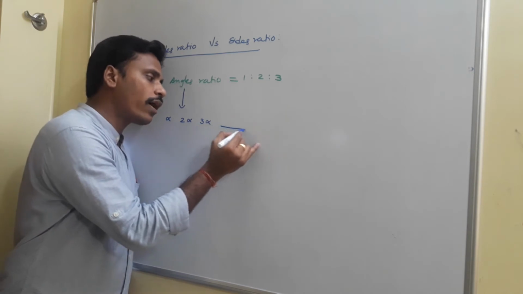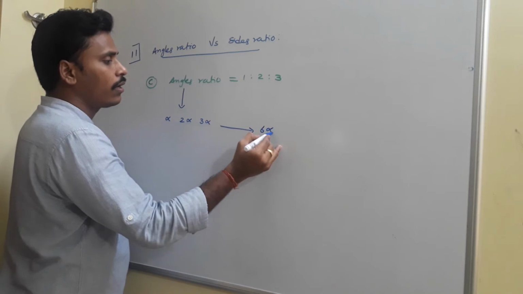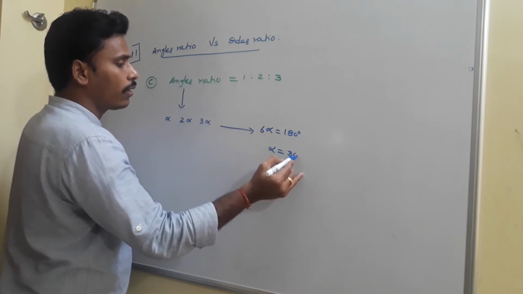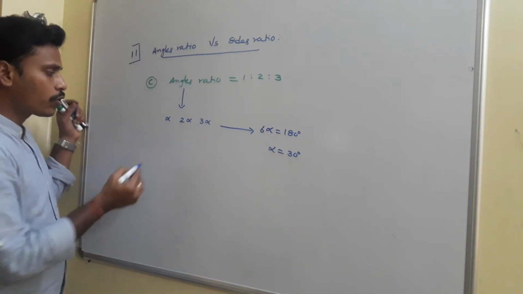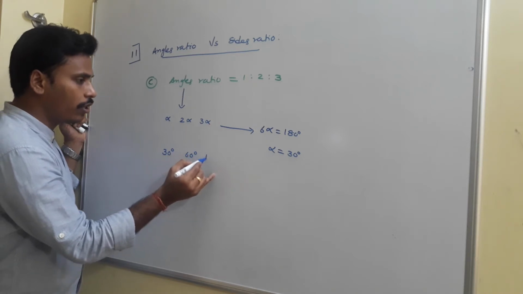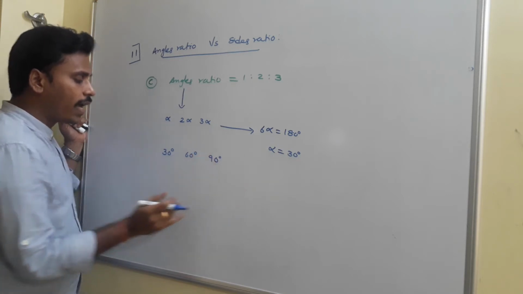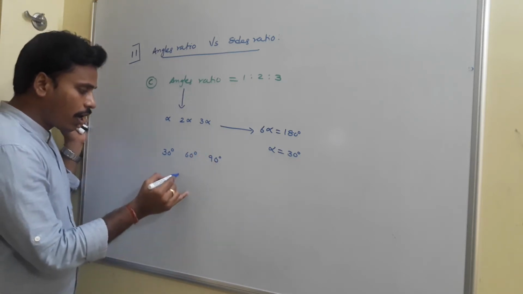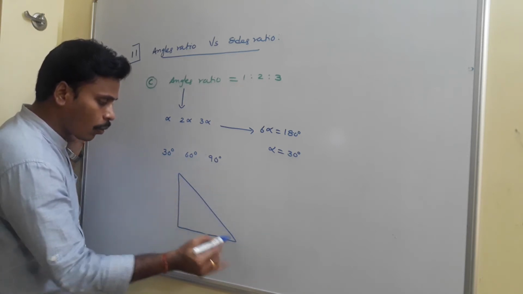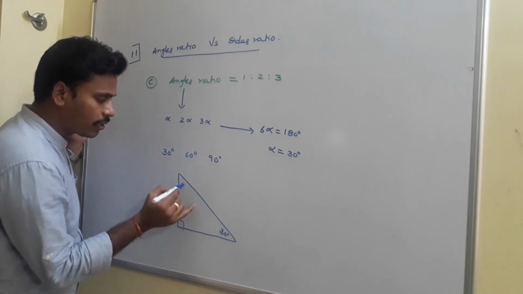And we know that sum of angles of a triangle is 180. So you just add everything, and that is 6 alpha. 6 alpha is equal to 180 degrees and alpha is equal to 30 degrees. Since alpha is 30 degrees, those angles are 30, 60 and 90. So angles are 30, 60, 90, and now the diagram will be like this. One angle is 90 degrees, one angle is 30 degrees, one angle is 60 degrees.